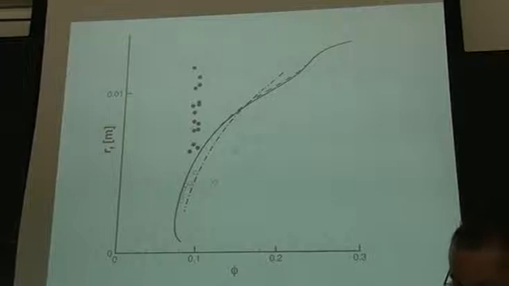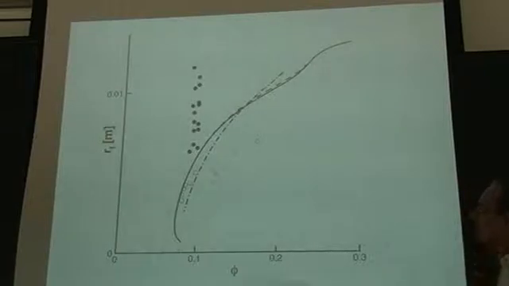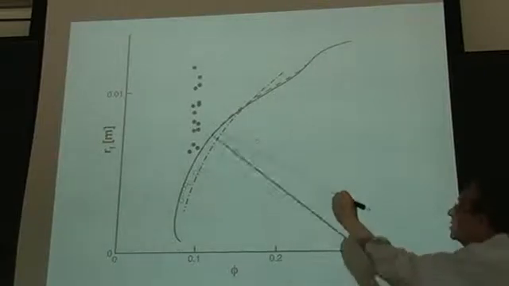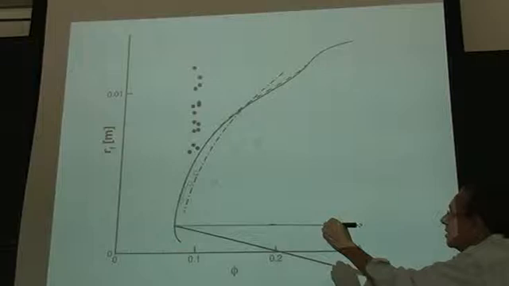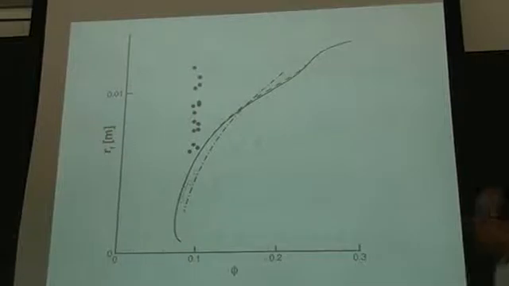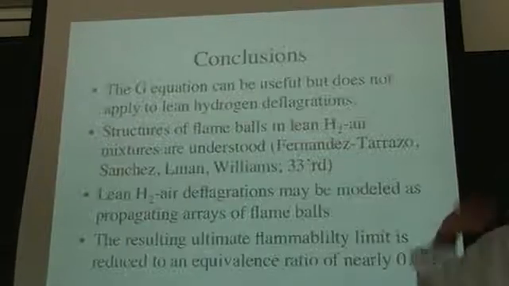Sorry, what is phi? Equivalence ratio. Ah, right, sorry. So the theoretical limit for hydrogen is 0.7 down there. Yeah, see, I told you.